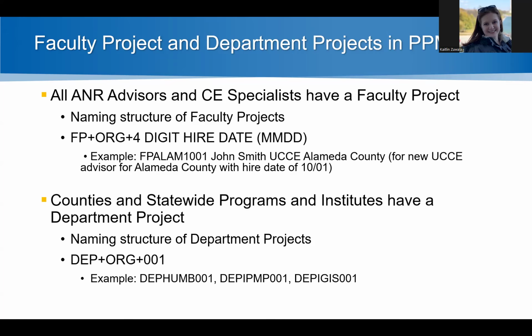And then counties and statewide programs and institutes have a department project. So the naming structure of the department projects is going to be similar. So instead of FP, you'll have DEP for department, then your org, and then 001. For example, for Humboldt, we have DEP, HUMB 001. The next one, DEP, IPMP 001, then DEP, IGIS 001. So it's important that you know your organizational code. It'll help you find your chart strings faster.